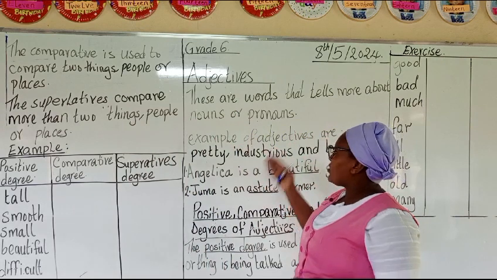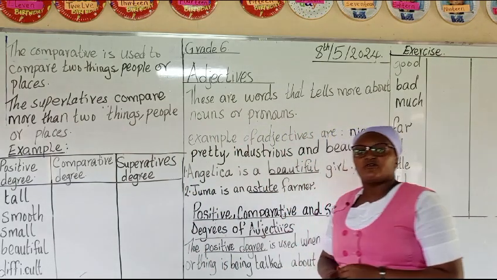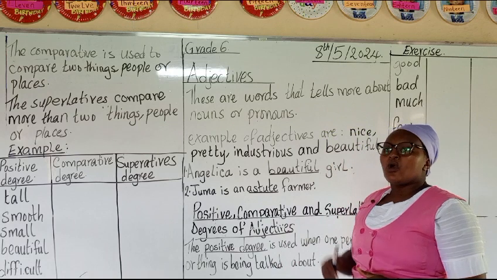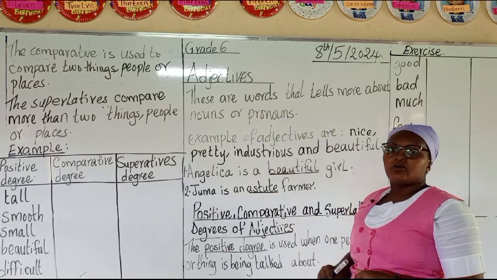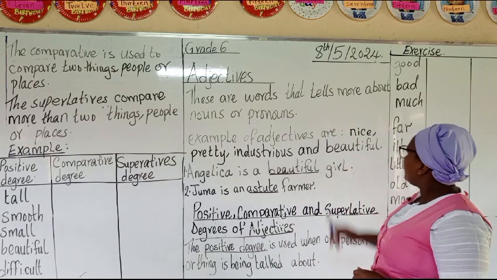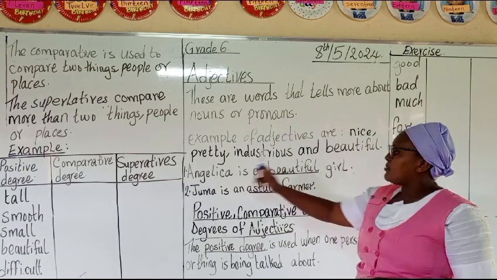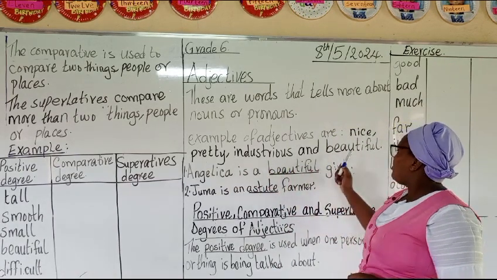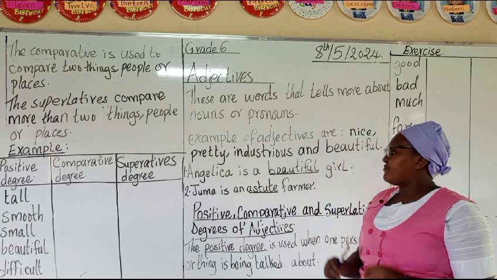Now, here with me, I have the examples of adjectives, or rather the describing words that we can use while telling more about the nouns. For example, nice, pretty, industrious, and beautiful. These are just a few.